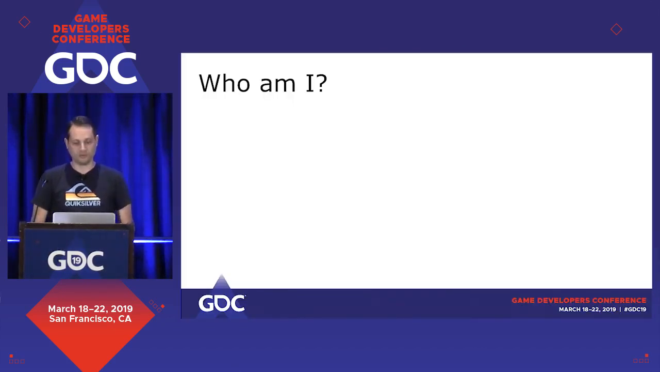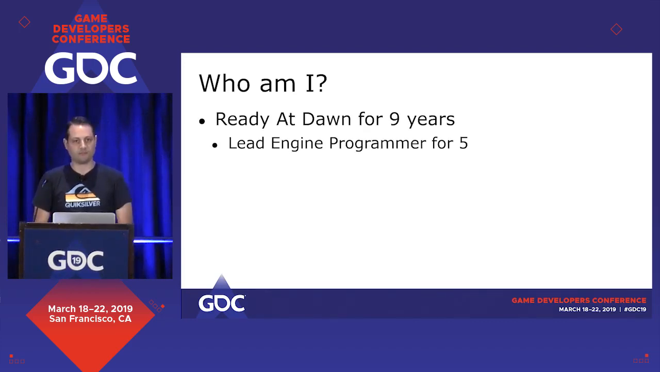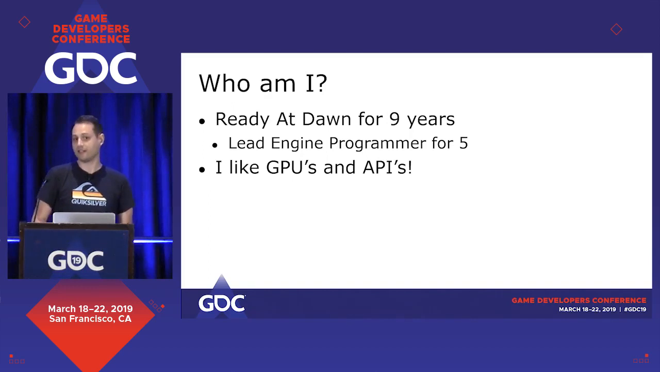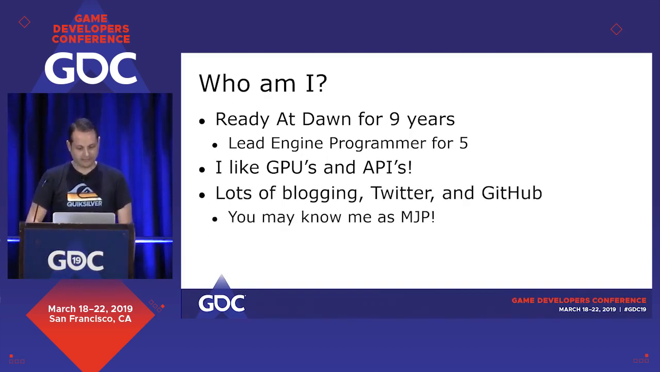Real quick, just so you know who I am. I've been at Ready at Dawn Studios for the last 9 years. We're an independent developer just south of Los Angeles in California. I've been the lead engine and graphics programmer there for the past 5 years or so. In case you couldn't tell from this talk, I like talking about GPUs and APIs, and sometimes I just won't shut up about them. So I also do a lot of blogging on my blog, The Danger Zone. I'm on Twitter. Also, I have open source projects on GitHub. You might know me on the internet as MJP. It's just my initials, but I'm not very creative.